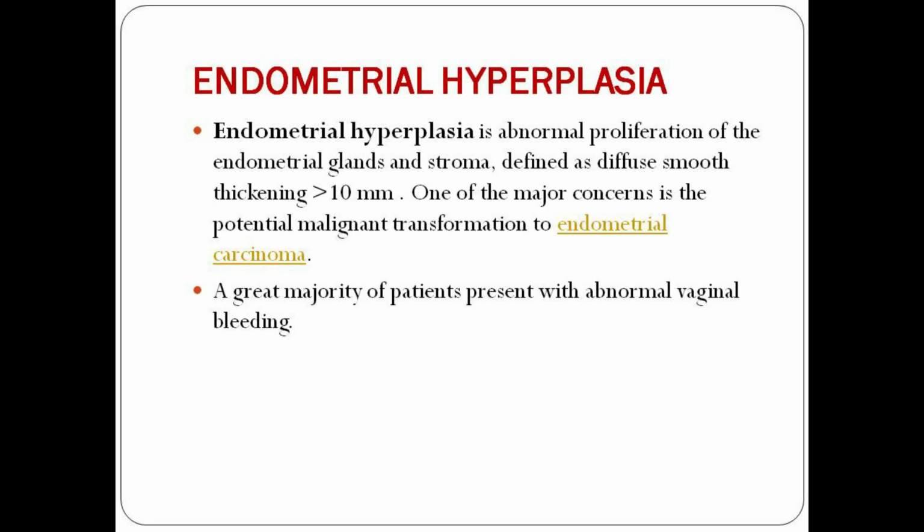Now coming to endometrial hyperplasia, it is one of the very common findings which you will see in your routine ultrasound practice. Endometrial hyperplasia is the abnormal proliferation of the endometrial glands and stroma, defined as diffuse, smooth thickening of more than 10 mm. One of the major concerns is potential malignant transformation. So the main concern when we are seeing endometrial hyperplasia is whether this is endometrial hyperplasia or endometrial carcinoma.